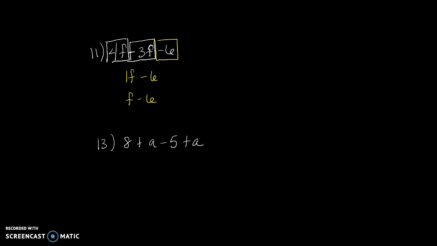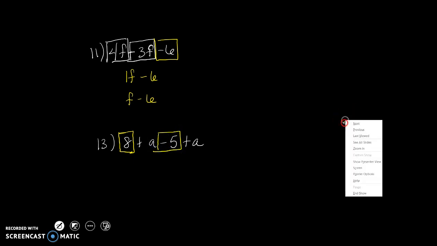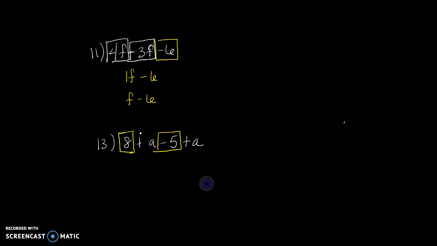All right, let's skip down now to number 13. We have 8 plus a minus 5 plus a. Since I have a yellow pen still, I'm going to box my number terms here. So we've got the 8, and then we've got the minus 5 that we're going to box in yellow. And then I'll switch back to white here and box this a plus a and then plus a. When we have terms that are out of order, I recommend that you put them in order before you simplify the expression. It just makes it a lot easier.